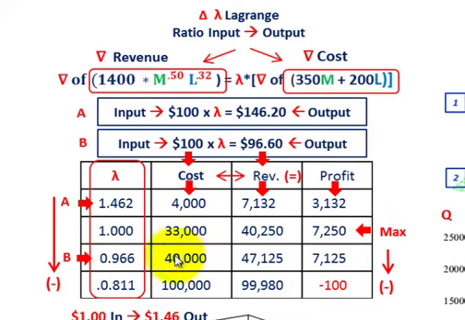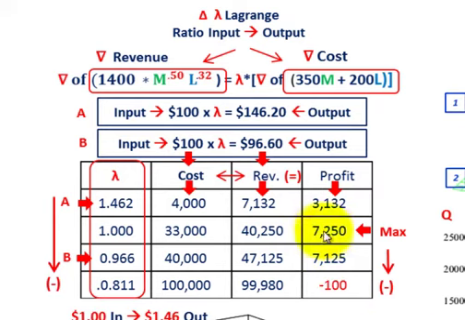So then we move down to our next cost constraint. That was 40,000, with a multiplier of 0.966. Our revenue would have been 47,125. Subtract our cost of 40,000, and we get a profit of 7,125. So you see it's already dropped. And then at that last cost constraint, 100,000, our multiplier is 0.811. Our revenue would have been 99,980. This is where we begin to make a loss: cost is greater than our revenue by $100.